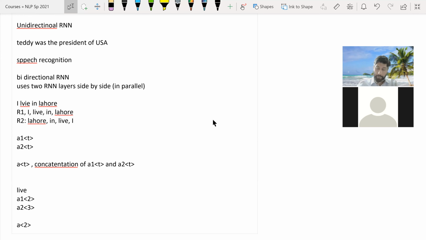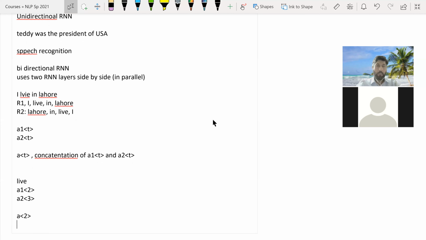So is this clear? This is called bidirectional RNN, and of course accordingly bidirectional GRU, bidirectional LSTM. Okay, moving on, we also can have multiple recurrent layers, or in other words, you can have deep networks.